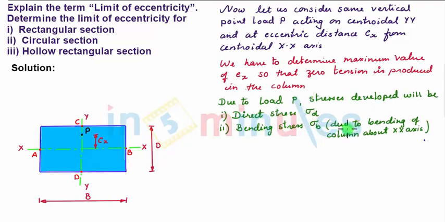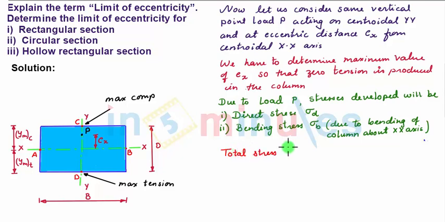Due to load P, the stresses that will be developed are the direct stress sigma D as well as the bending stress sigma B, and this time it will be due to the bending about the XX axis. Due to bending about the XX axis, point C will be subjected to maximum compression and point D will be subjected to maximum tension. So now let us consider point D, because at this point tension is produced.